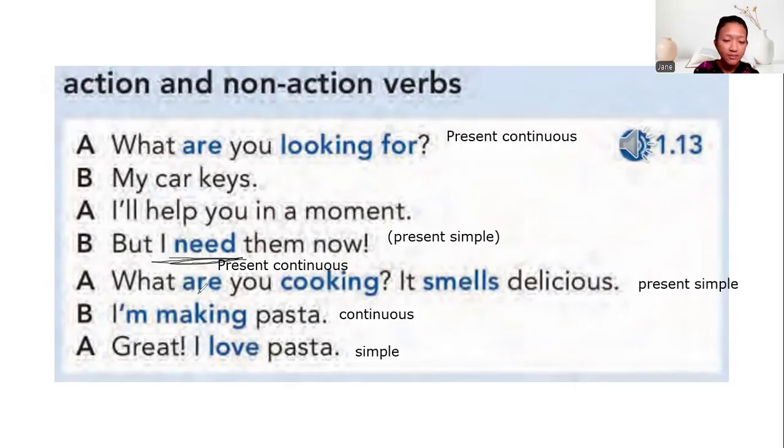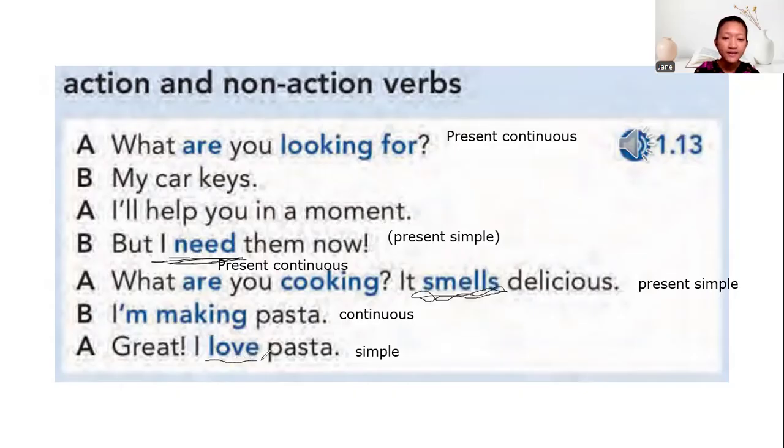Now again, look at another example. What are you cooking? Because speaker B is cooking right now, like at the moment of speaking. We use what are you cooking, right? Seeing the action, then we use this tense. It smells delicious. Why do we say it smells, but why don't we say it is smelling delicious? Because smell is a sensation verb. Okay, I'm making pasta. So again, make is an action verb. He is actually like kneading the dough and doing things, making pasta, right? So we use present continuous tense, reasonable.